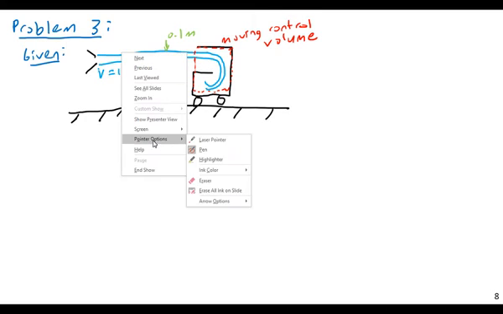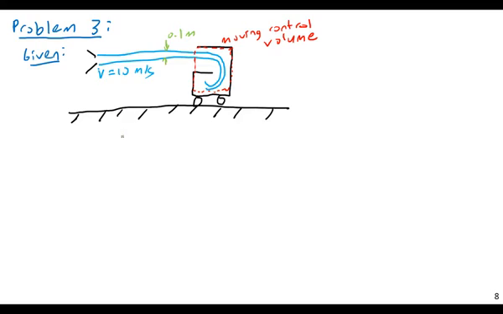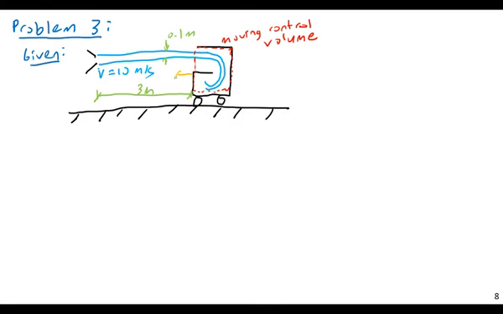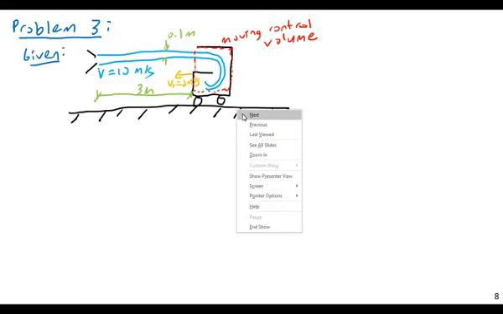And the distance initially from the cart to the hose is 3 meters. And initially this cart has a velocity towards the hose, V naught equals 2 meters per second. And again, this is a moving control volume. However, let's say this is the system at 2 meters per second, at time equals 2.